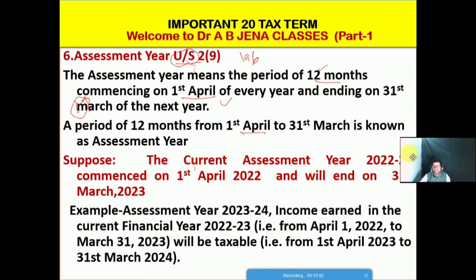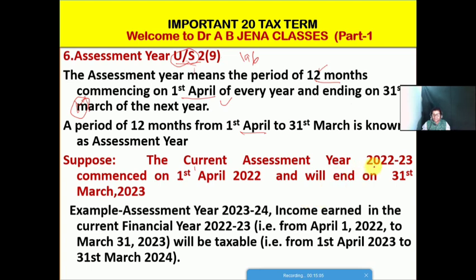Here is one example. Suppose the current financial year is 2022-23, commencing from 1st April 22 and ending on 31st March 23. So here the assessment year will be 2023-24, and the income of the financial year 2022-23 will be taxable in the assessment year 2023-24. So 1st April 2022 to 31st March 2023 income will be taxable from 1st April 23 to 31st March 24. Friends, now you are clear.